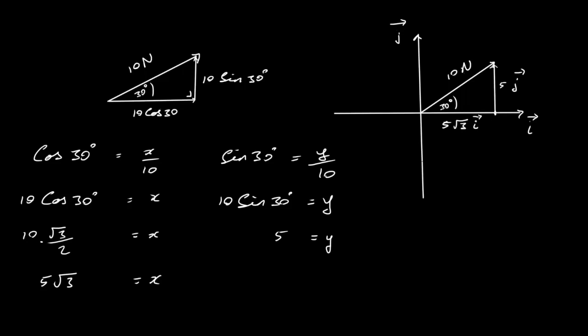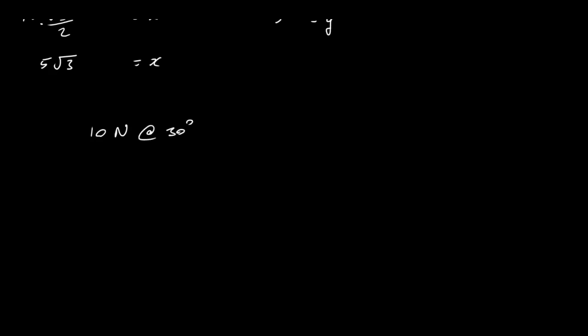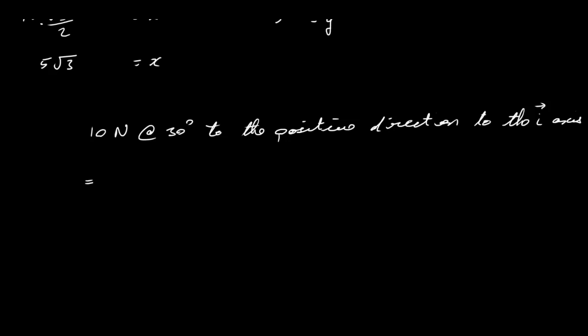So what we can say then is our magnitude of 10 newtons at an angle of 30 degrees to the positive direction of the x-axis can be written as 5 root 3 i plus 5j. So this represents our magnitude of 10 newtons.